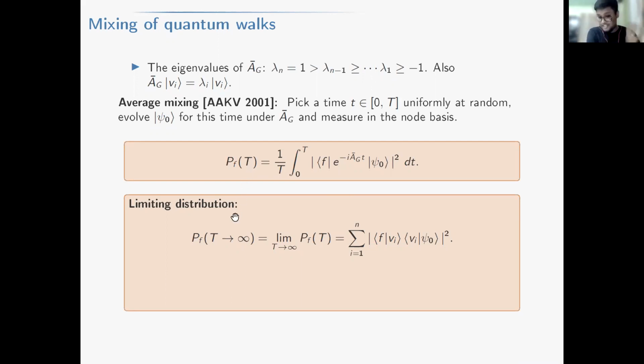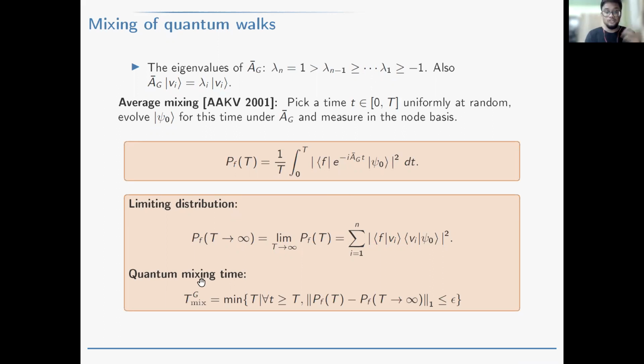So analogizing with classical random walks, you could also have a definition of a quantum mixing time now. The quantum mixing time, just like the classical random walk definition, is the minimum time beyond which this instantaneous probability distribution after t steps, or t time, is epsilon close to this limiting distribution, right? So that's the definition of the quantum mixing time.